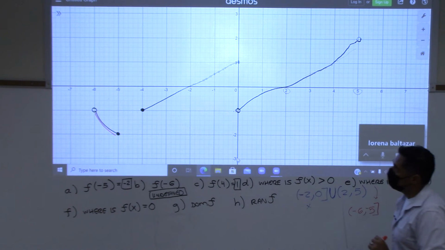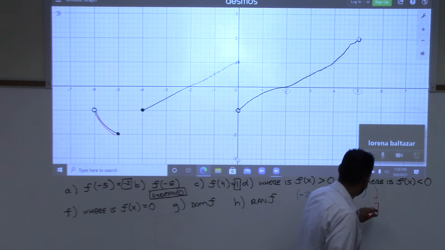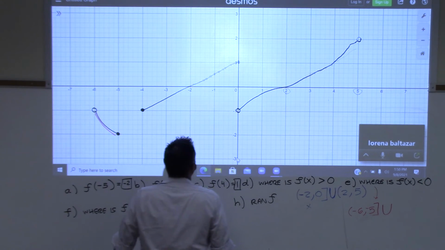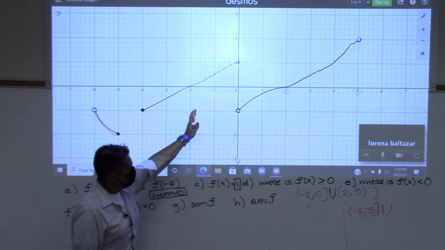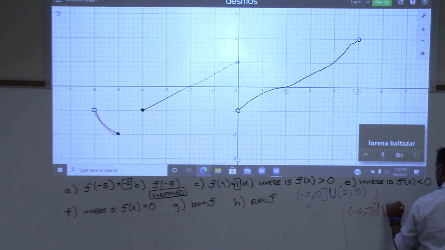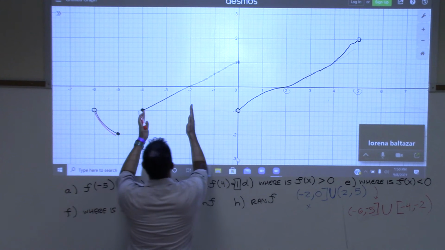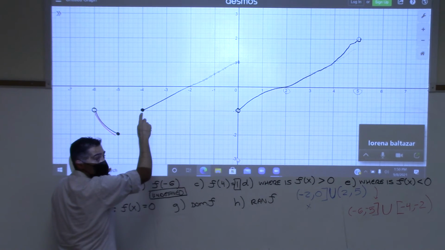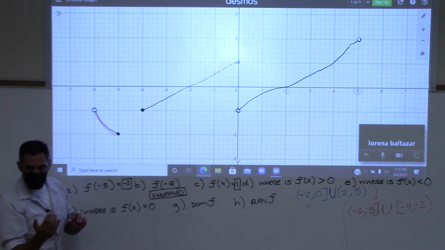Do you put the union last, or you can do a union now. That's right. You want a union now? Okay. With what? Bracket -4, comma, -2, parenthesis. So between -4 and -2, your graph is below the x-axis. At -4, it's defined. At -2, it's 0, so that's why we leave it as a parenthesis. Make sense, everyone?